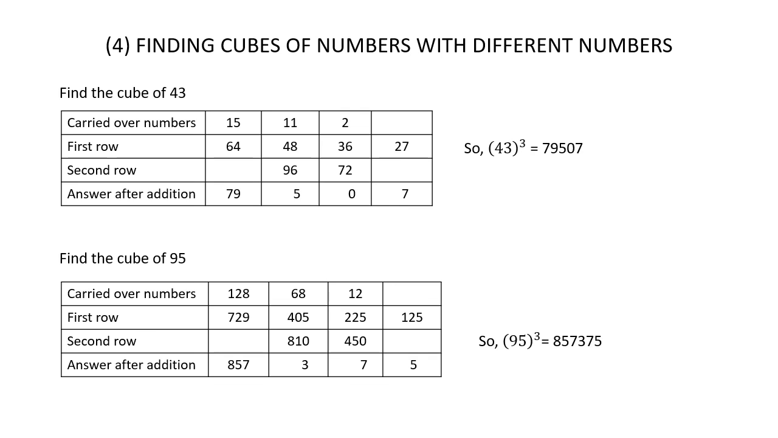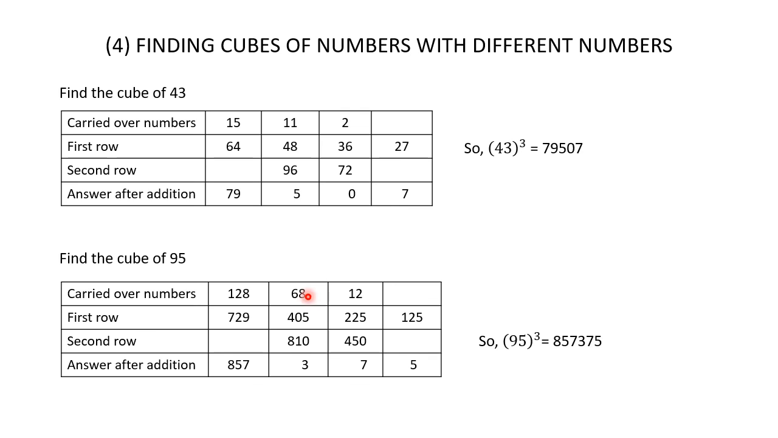Now you have 729, 405, 225 and 125 in the first row. Double of 405 is 810. Write 810 below 405. Double of 225 is 450. Write 450 below 225. Now add the numbers in both the rows. 125 has 3 digits. Write only 5 in the answer and carry over 12 to the next column. 12 plus 225 plus 450 is 687. Write 7 in the answer and carry over 68 to the next column.